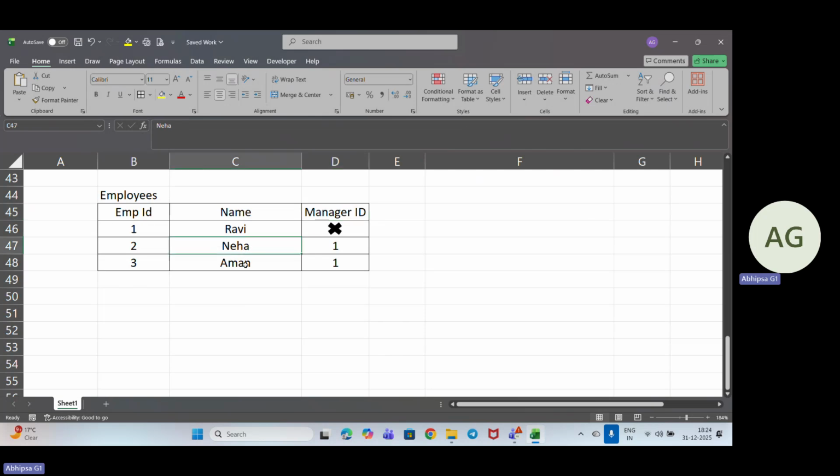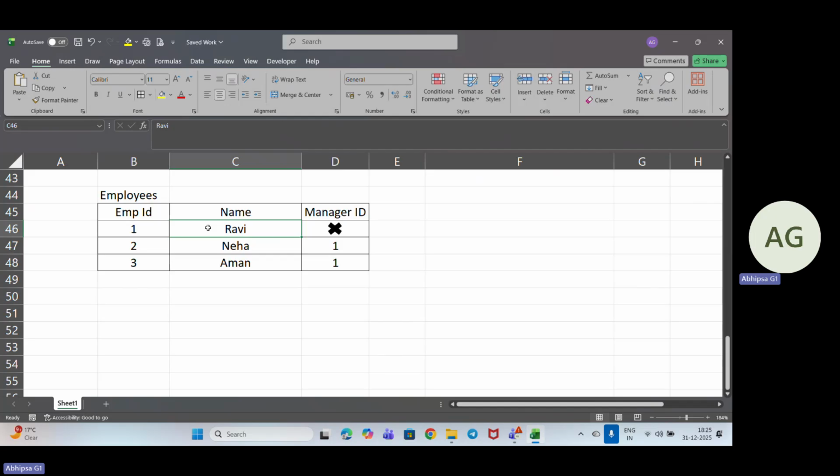The employees are Neha and Aman, and the managers would be Ravi and Ravi, right? So the table joins with itself. The matched employees with the manager from the same table. That is the part that we have to understand from here. So the self join is just taking it accordingly. It's like the table joins with itself. That is the major part of the self join.